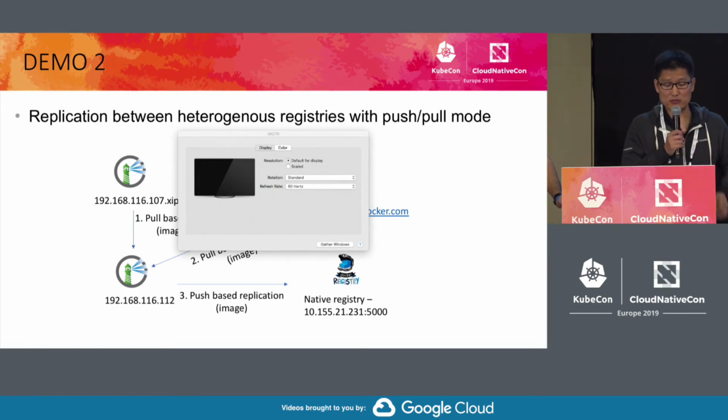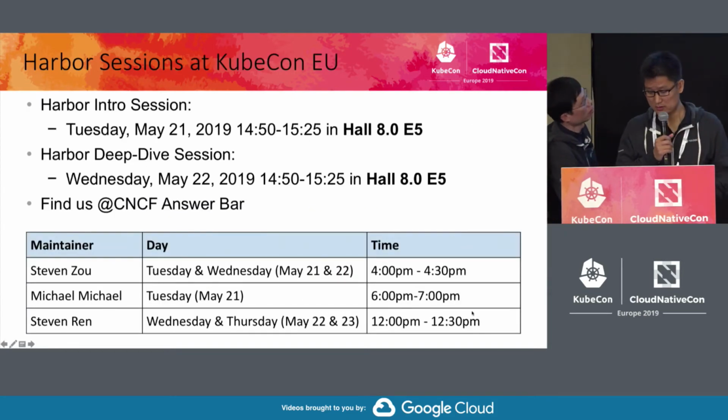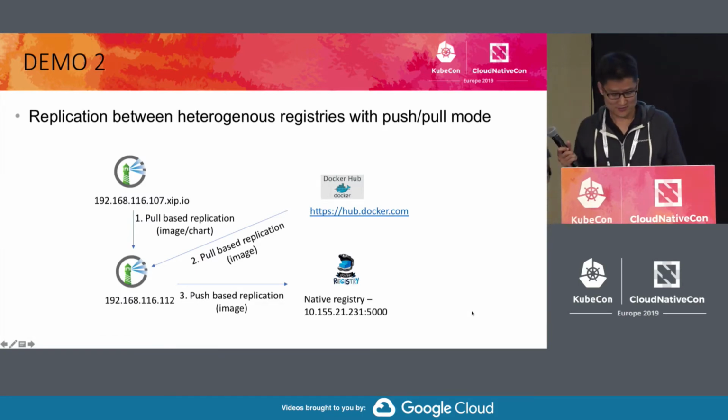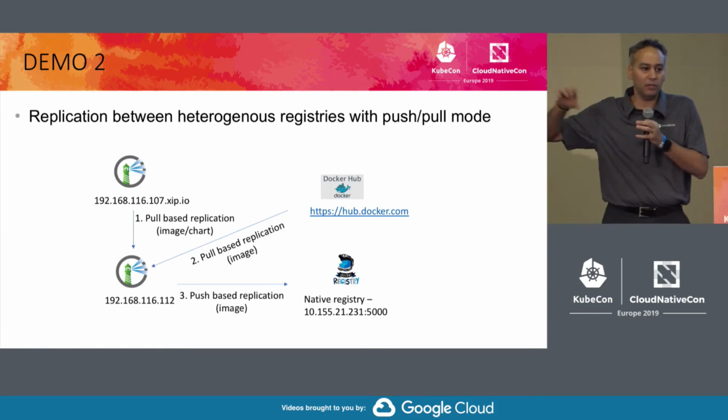For the second demo, we are going to demo replication between heterogeneous registries. Essentially, while Steven is setting up the demo, when we started Harbor, you could only replicate between multiple instances of Harbor. Like that image that Henry showed earlier, you can scale Harbor into multiple stamps of Harbor.